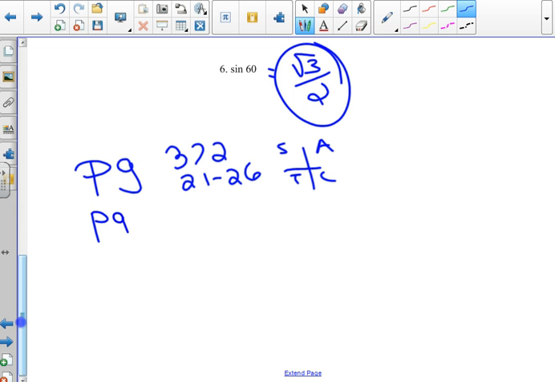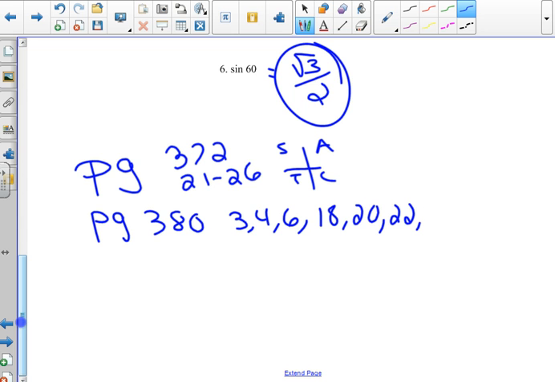And then page 380, 346, and then 18, 20, 22, 24, and 26. It looks like a lot, but one of the questions might be, what's the sine of 30? That's it. You just look at the ordered pair, get your sine, get your 30 degrees, that's all. Yeah, sure. Okay. Another one.